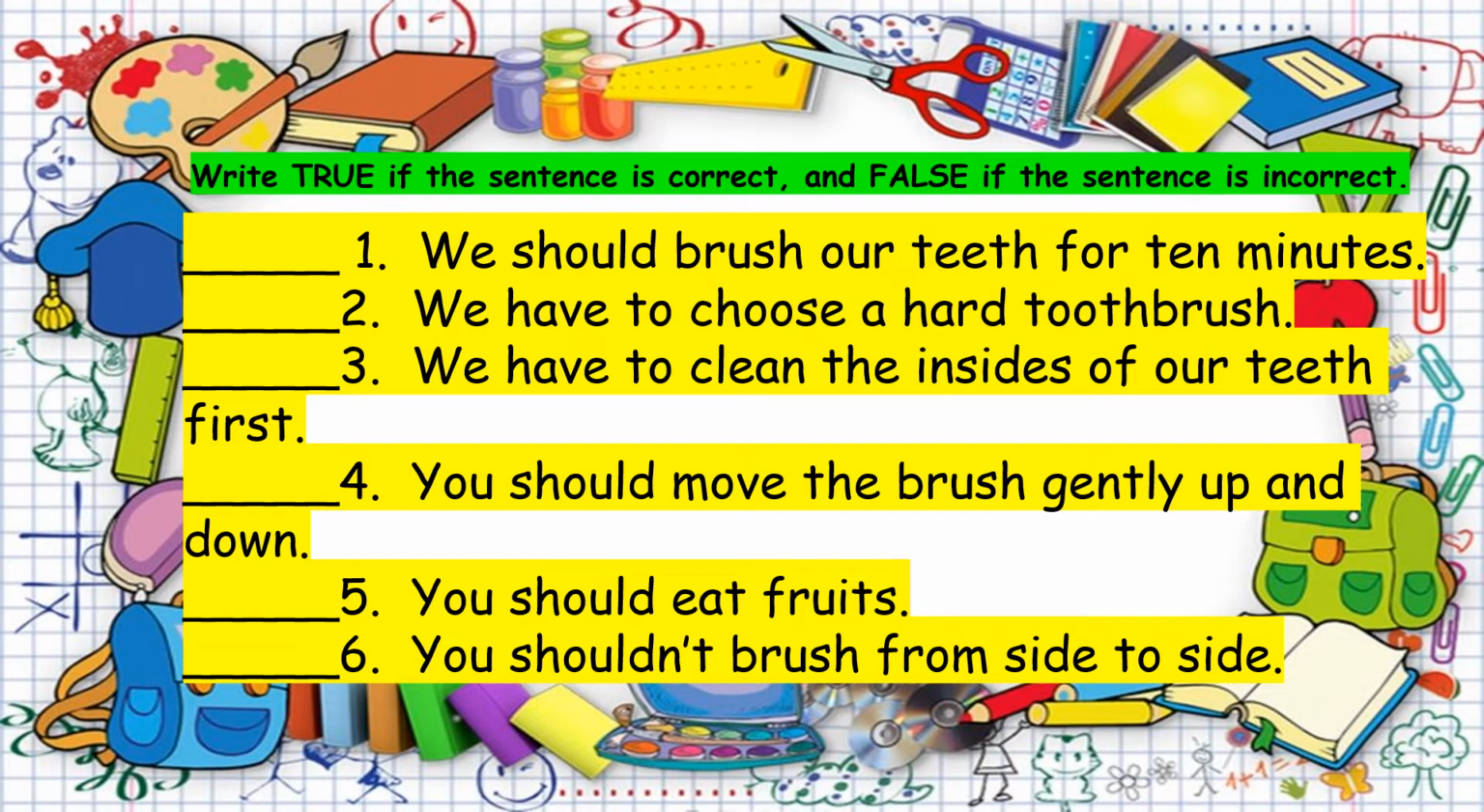Write true if the sentence is correct and false if the sentence is incorrect. Number 1, we should brush our teeth for 10 minutes. False. 2. We have to choose a hard toothbrush. False. 3. We have to clean the insides of our teeth first. True. 4. You should move the brush gently up and down. True. Number 5. You should eat fruits. True. And 6. You shouldn't brush from side to side. True.